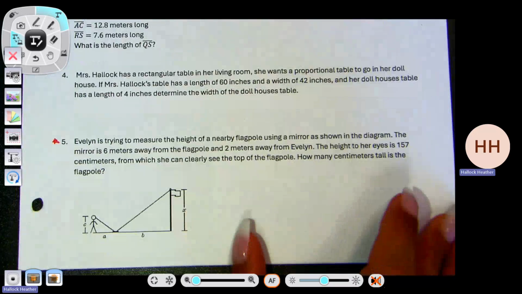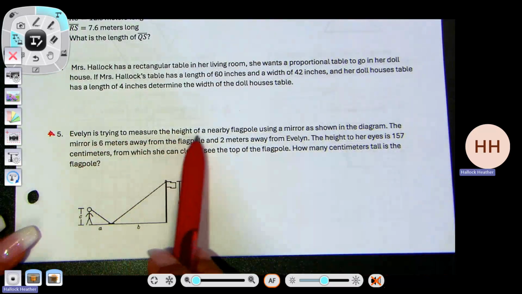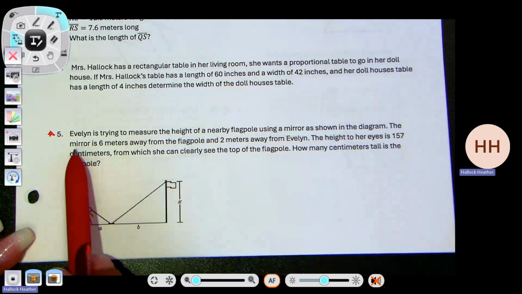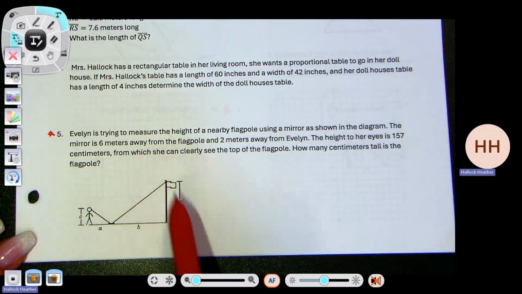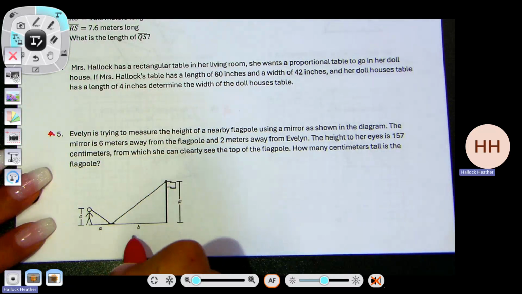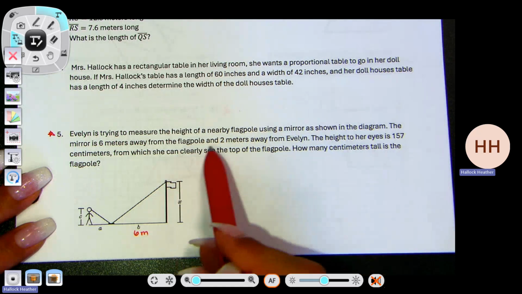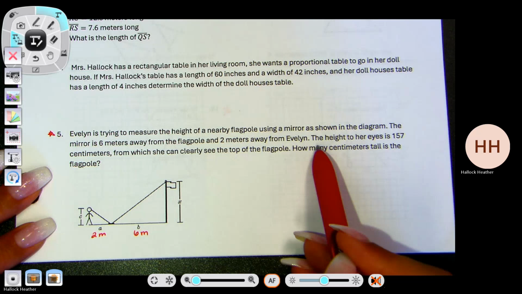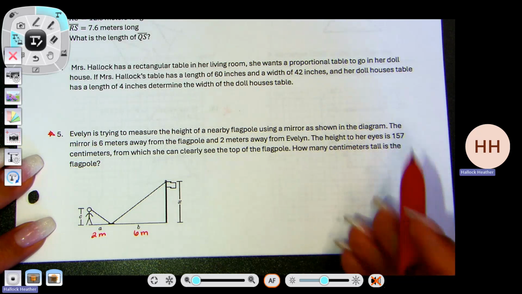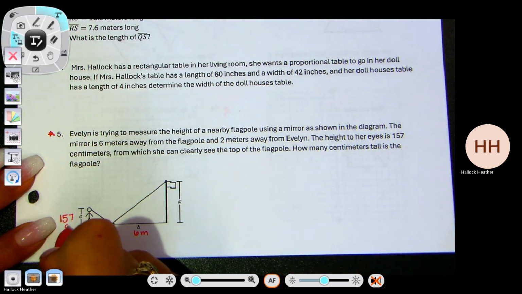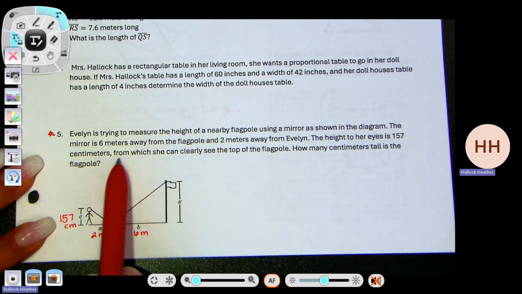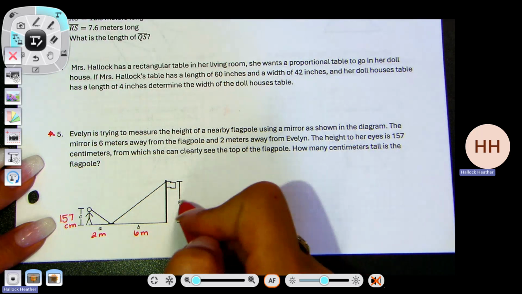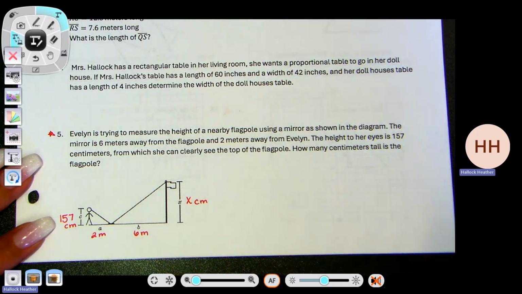So for number 5. Number 5 says, Evelyn is trying to measure the height of a nearby flagpole using a mirror as shown in the diagram. The mirror is 6 meters away from the flagpole. Here's my flagpole. Here's the mirror. This is 6 meters away from the flagpole and is also 2 meters away from Evelyn. The height to her eyes is 157 centimeters, from which she can clearly see the top of the flagpole. How many centimeters tall is the flagpole? So that's my X, and I want it in centimeters. So I'm going to convert these to centimeters.